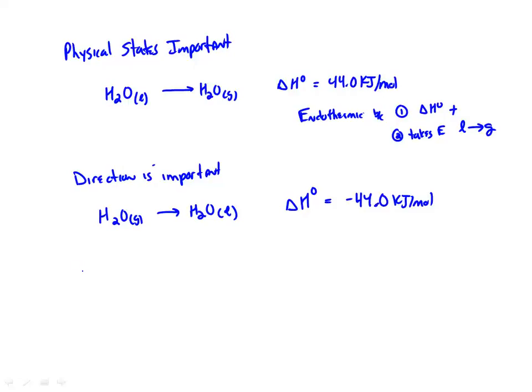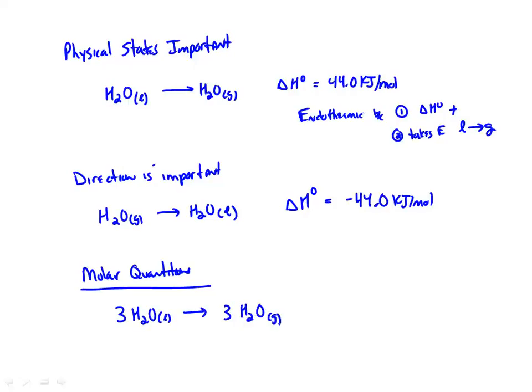The other thing is to realize that these are molar quantities. So if we're looking at reactions, for instance, where, and this is a silly example, say 3 waters are converted to 3 water molecules in the gas state, then our delta H naught value is 3 times that 44.0 kilojoules, because it's kilojoules per mole and we've got 3 moles. So be careful with states. Be very careful with the direction that the reaction is actually going and use the right value for that, positive or negative. And if we're using molar quantities, remember that we have to multiply it by the moles.